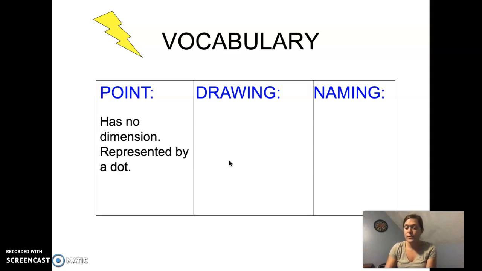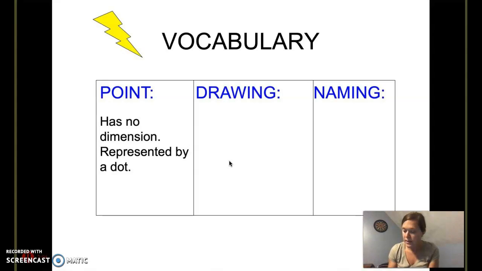When you make a drawing of a point, we just use a plain old simple dot. So I'll put a dot here in the middle. And we usually identify each point by a letter from the alphabet. So here I'm going to use A. Now if I wanted to name this point, I would write out point A. As simple as that. Don't make it any more challenging.